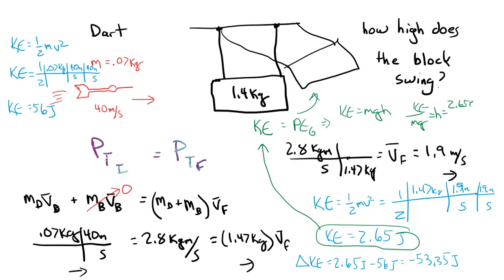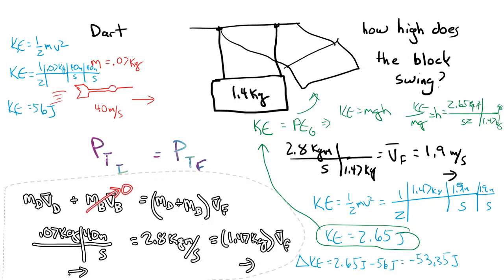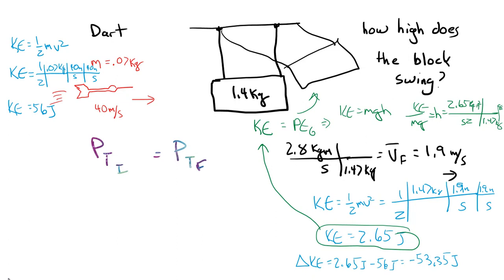2.65 kilogram meter squared per second squared, divided by a mass of 1.47 kilograms, and then divided by 9.8 meters per second squared. It's going to go off the screen. Let's do this. We have all that stuff already. Let's just clear that area out, and we'll rewrite that.